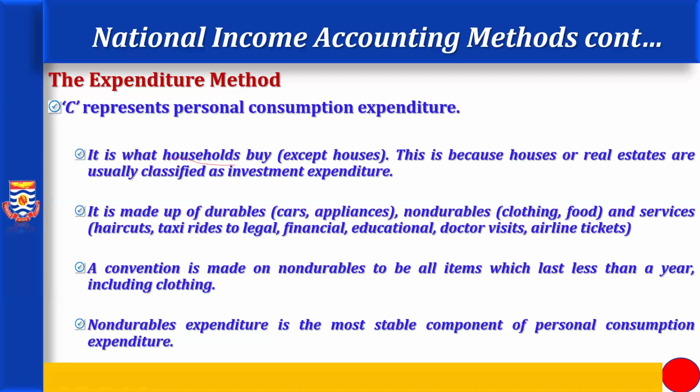Then when you put houses aside, consumers can buy durables like cars and appliances. Consumers can also buy non-durables like clothing, food, etc. So whether a good is durable, as in a good that lasts long, or non-durable, either way, we add it to consumption expenditure.